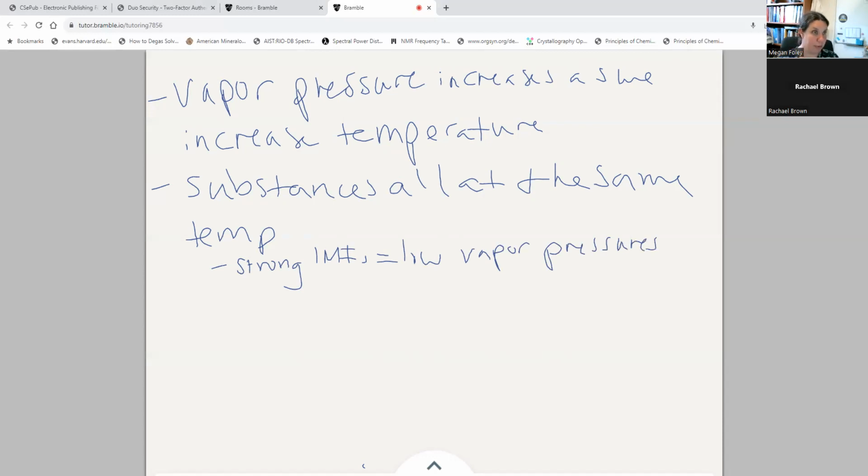And then the opposite will be true if we have weak intermolecular forces. With weak intermolecular forces, the molecules aren't going to be as attracted to each other, and they're going to be more easily able to get into the vapor phase. So that means that if we have weak intermolecular forces, we're going to have higher vapor pressures than things with stronger intermolecular forces.